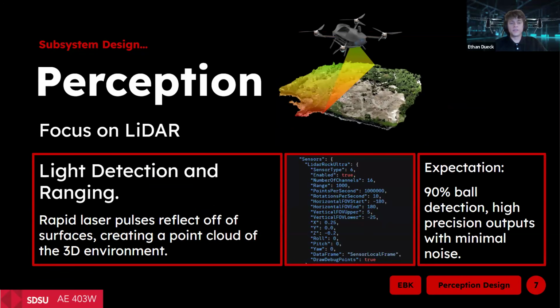With LiDAR, it'll send out quick laser pulses, which are reflected off of surfaces. They can return to us and give us a point cloud, which is a 3D map of the environment. And the expectation for this system is that it would sense the baseball about 90% of the time, and it would generate high precision inputs when correctly tracking the ball's position.